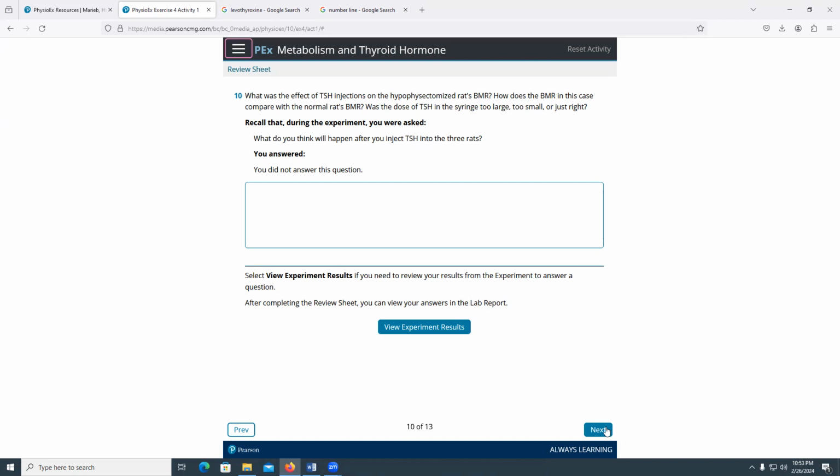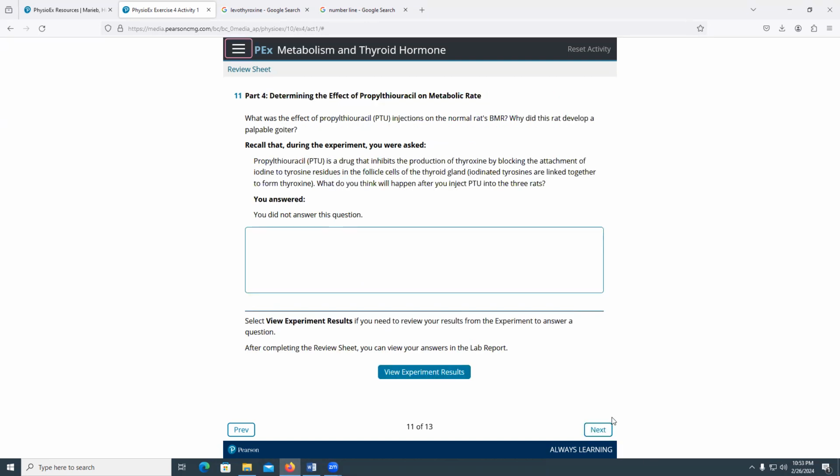So how does the BMR in this case compare with the normal rat's basal metabolic rate? Well, obviously it's going to increase, but in our results, it was not equal to the basal metabolic rate of the normal rat. So that shows the dosage was too small. So was the dose of the TSH in the syringe too large, too small, or just right? It was too small, and the syringe amount was too low. So that was question 10. Let's go to question 11.